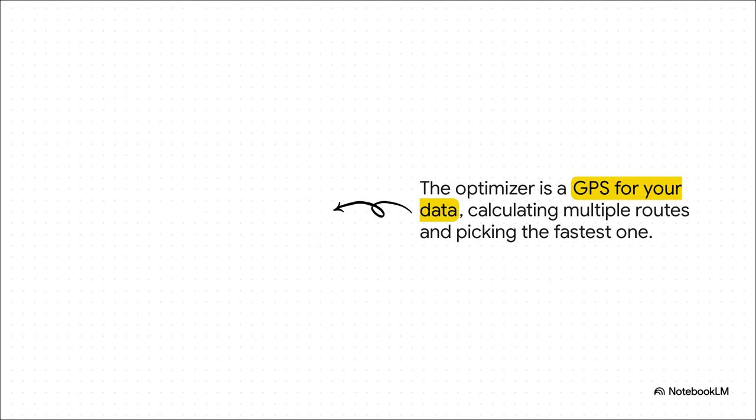The absolute best analogy is to think of the optimizer as a GPS for your data. You tell it the destination, the data you want, and the GPS calculates multiple routes, right? It looks at traffic, road closures, and tells you the fastest way to get there. The optimizer does the same thing with your data. And just like a GPS works better with a clear, precise address, the optimizer works better with clean, readable code like those CTEs we talked about.